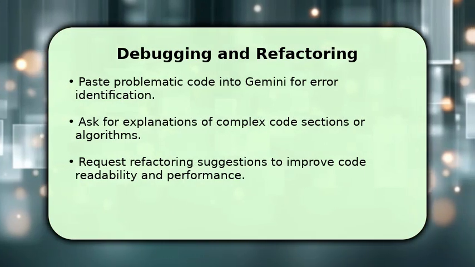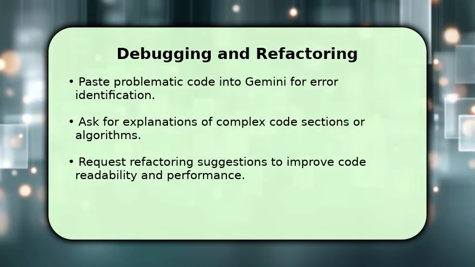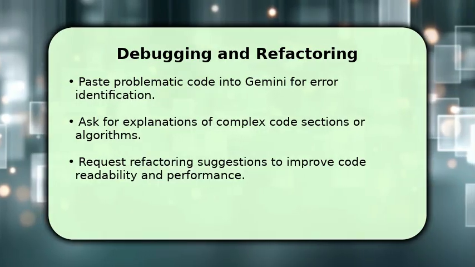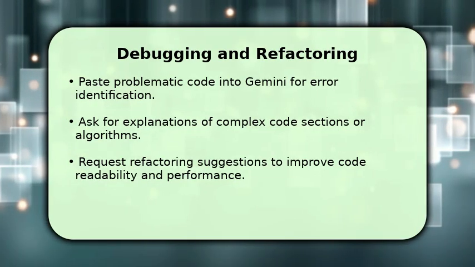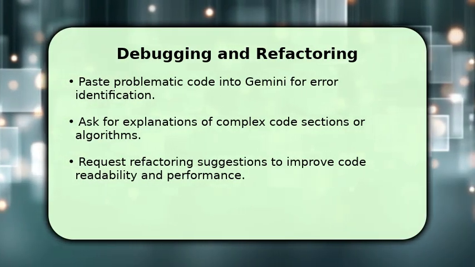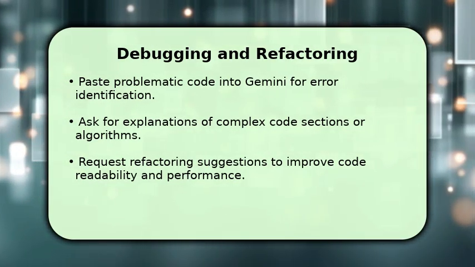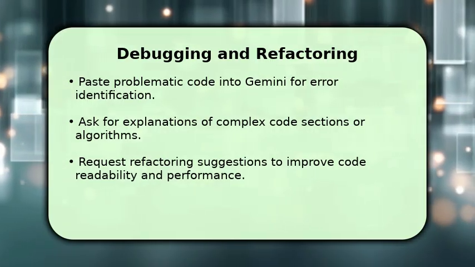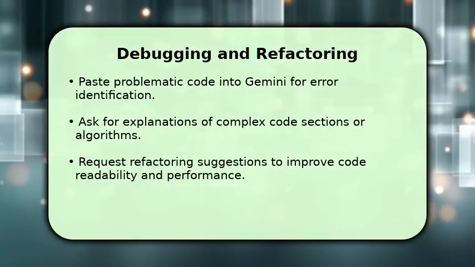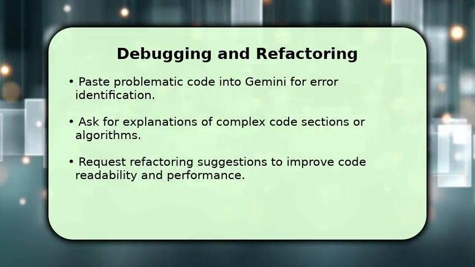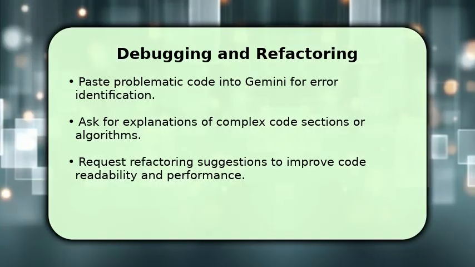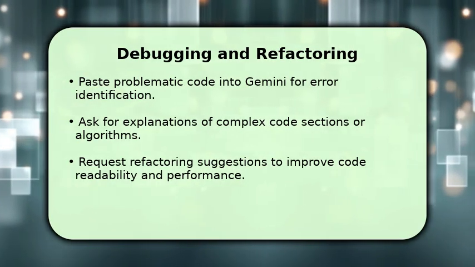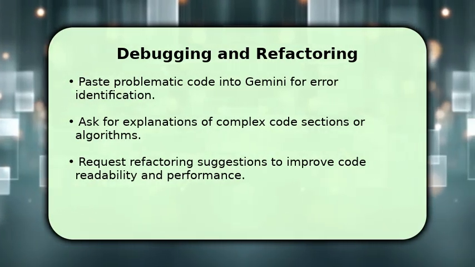Gemini excels at debugging and refactoring. If you encounter an error, paste your code and the error message. Gemini will often pinpoint the issue and suggest a fix. For complex sections, ask Gemini to explain the logic, helping you understand its functionality. You can also request refactoring advice to make your code more efficient, readable, or to adhere to best practices, ensuring high-quality development.